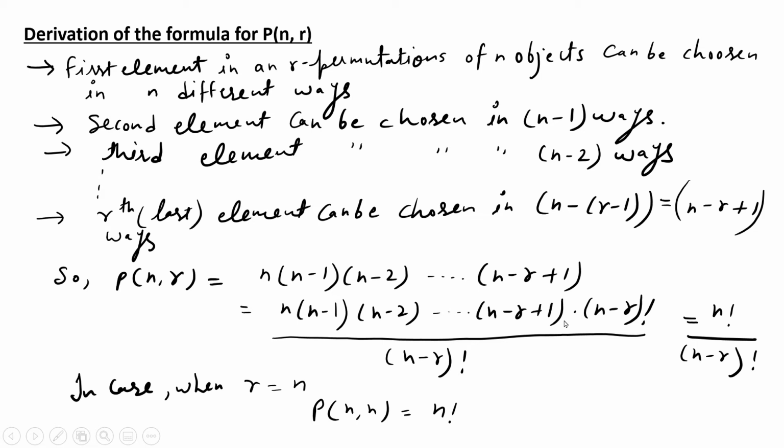So we can multiply and divide by (n minus r) factorial. So this would be like this. It can be replaced by n factorial. So this would be n factorial divided by (n minus r) factorial. There may be a case when r equals n, that means we are taking all elements at that time. Then P(n, n) would be n factorial.